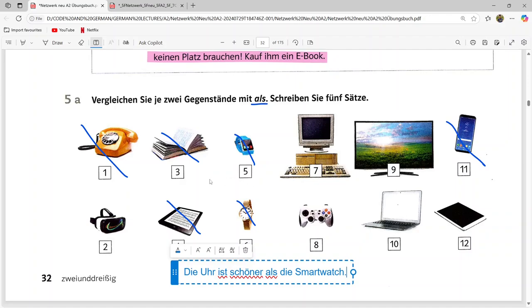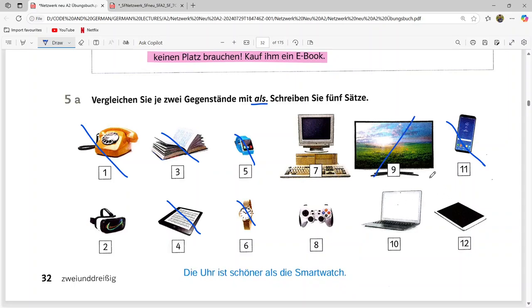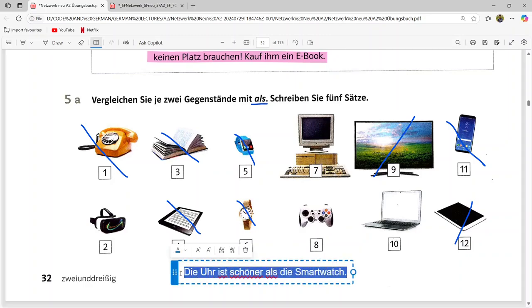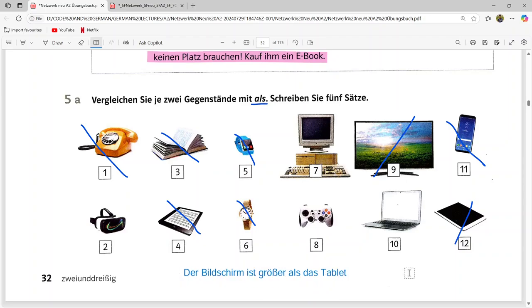so what else can we write? All are the same, I will just use, okay, this one, monitor with the tablet. So let us write the sentence. Der Bildschirm ist größer als das Tablet. Okay, so you can write like this. Okay, so that's very easy.